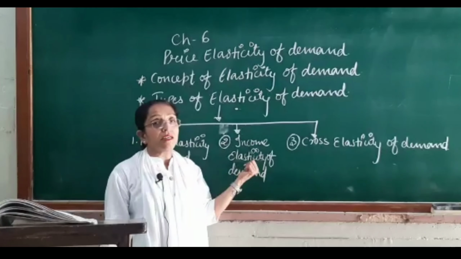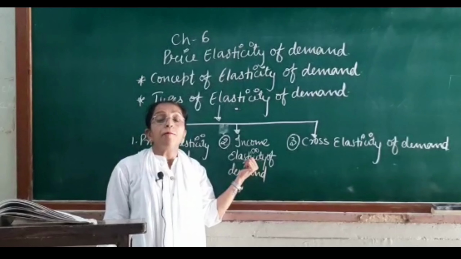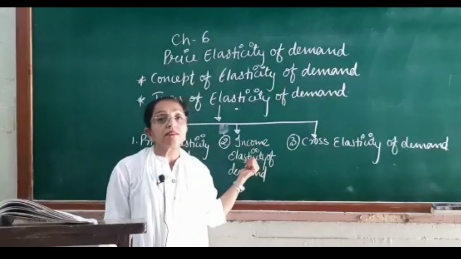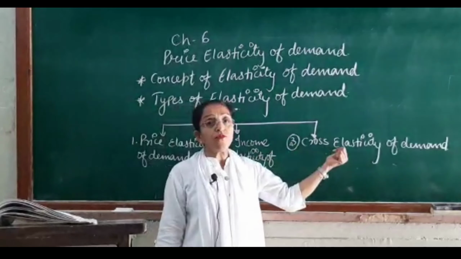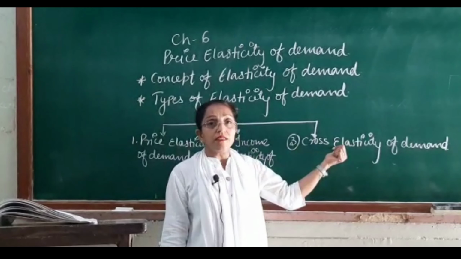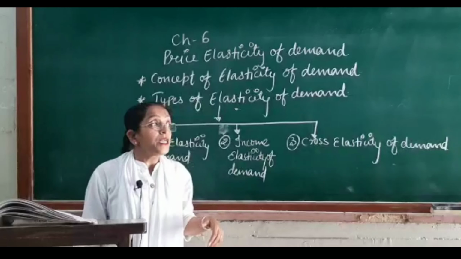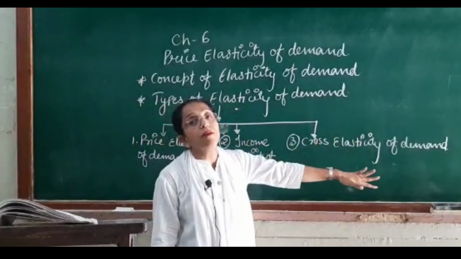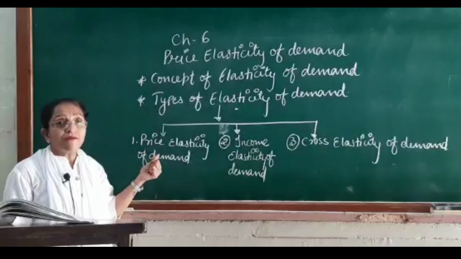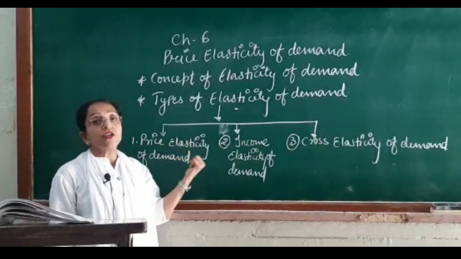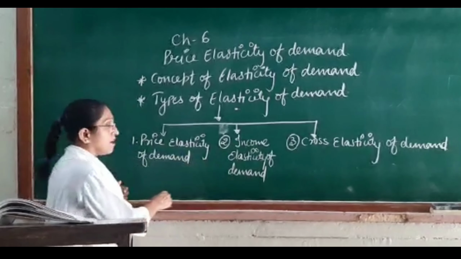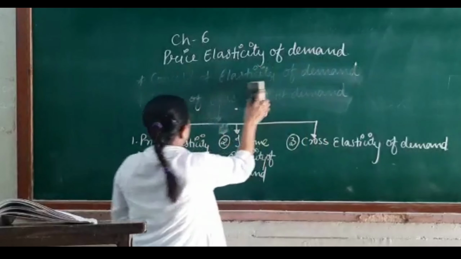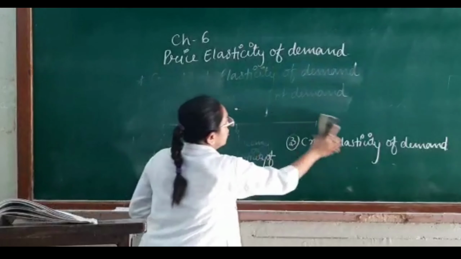Whereas income elasticity of demand shows the relationship between percentage change in quantity demanded due to percentage change in income of a person. And cross elasticity of demand shows the relationship between percentage change in quantity demanded due to percentage change in price of related goods, say substitute goods and complementary goods. But in our syllabus, we have to study in detail price elasticity of demand. Now we will come to know what is the price elasticity of demand, how it is calculated, and why we study this elasticity of demand.